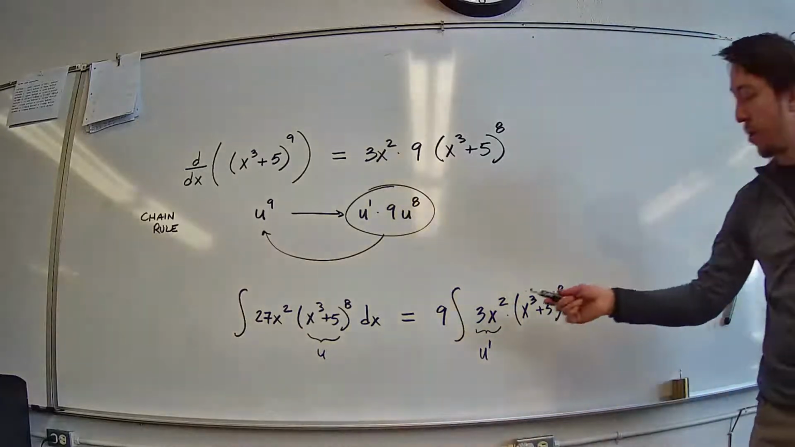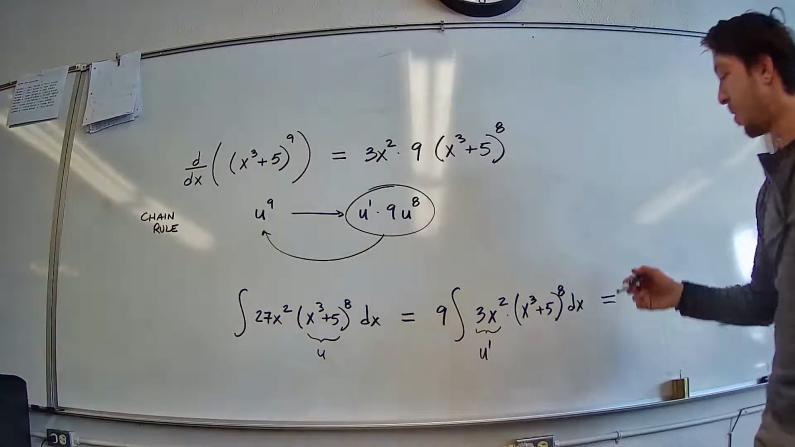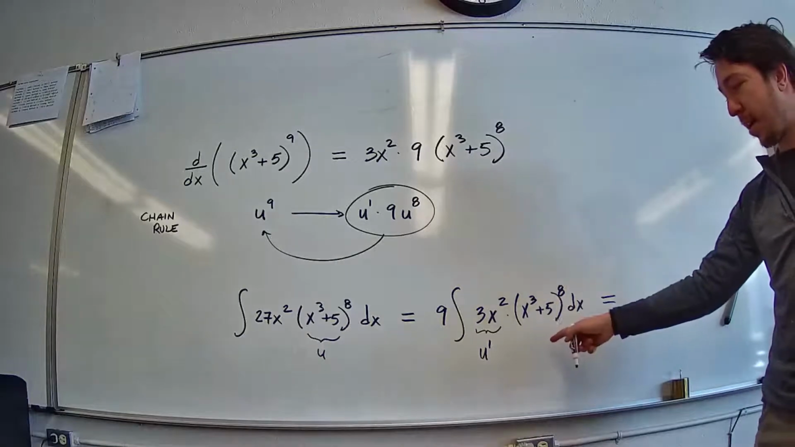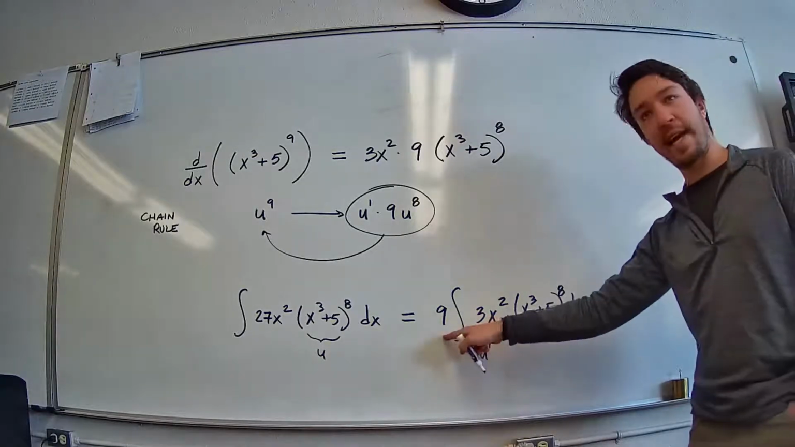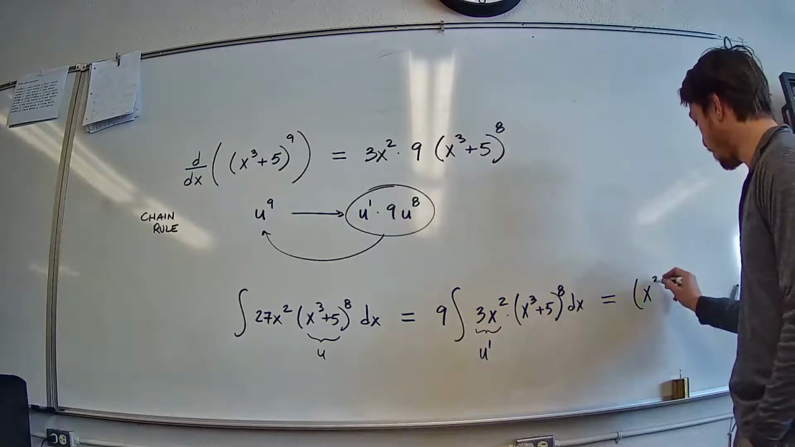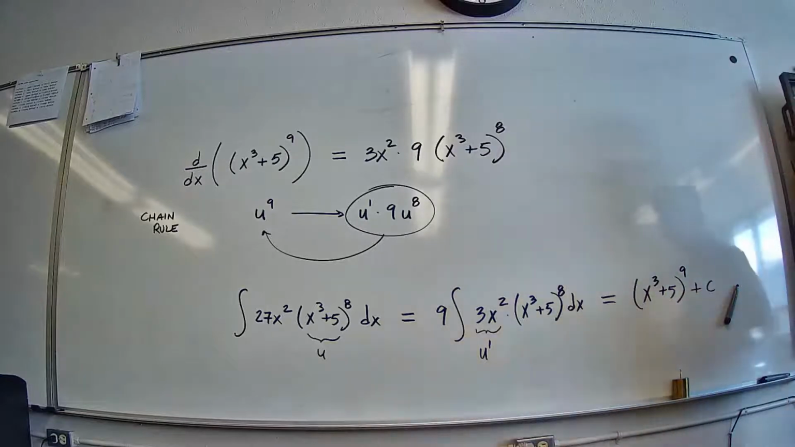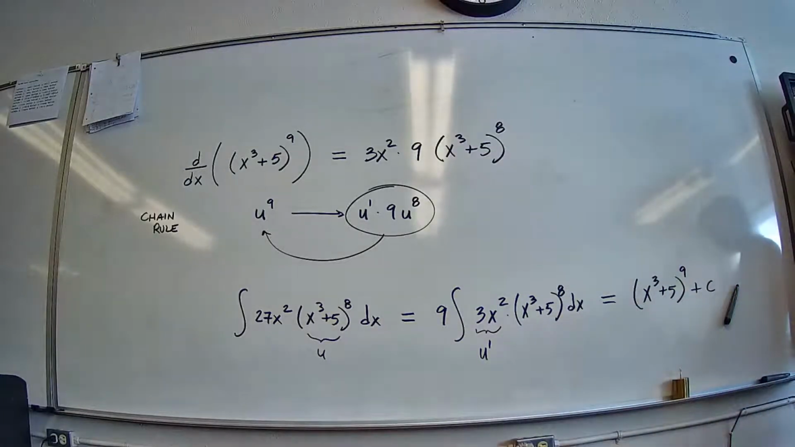And so you'd say, great, I've got u prime times u to the 8th. And so the answer would be u to the 9th divided by 9. And the dividing by 9 would cancel out that 9. And the answer would be, not surprisingly, because I just showed you where it came from. Okay.